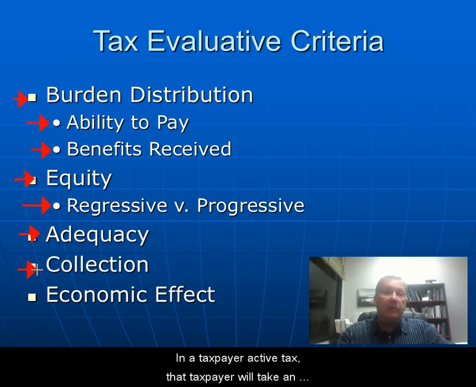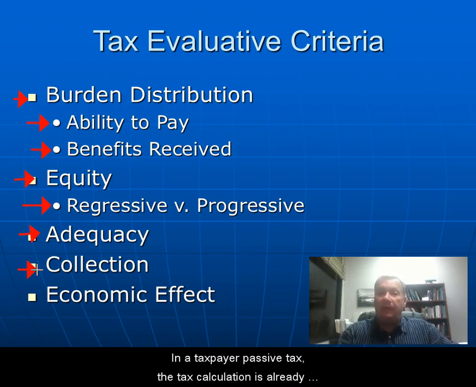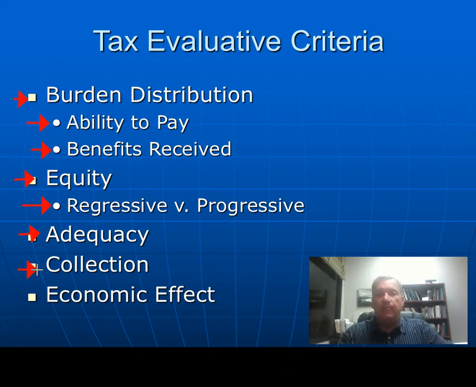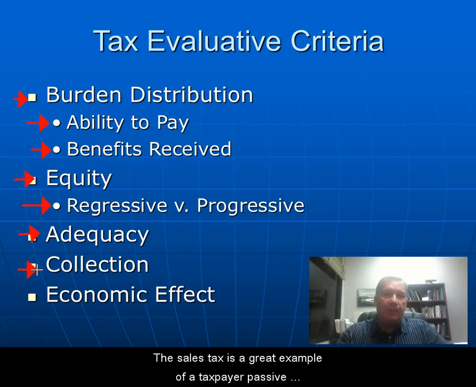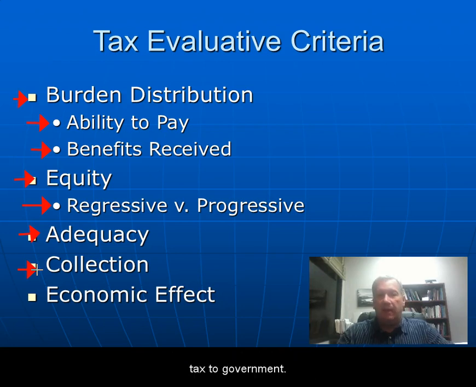In a taxpayer active type of tax, that taxpayer will take a very active role in calculating the tax liability and then paying the tax liability. In a taxpayer passive type of tax, the tax calculation is already done for the taxpayer and the collection is done by a third party, oftentimes a vendor. The sales tax is a great example of a taxpayer passive tax. You purchase a good, the tax is then rolled into the price of that good, the vendor collects that tax, the vendor then remits that tax to government.